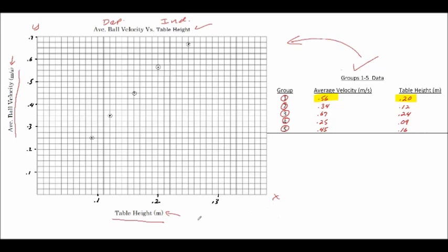And now the next thing we have to do is scale these axes. Let's see how they did. A lot of people think this is difficult, but it really isn't. All we have to do is come over here to the data, and we're going to look at the independent variable first because we're going to scale the x-axis first. On the data, we see that the largest value we have for the table height is 0.24 meters. So we have to go from 0 right here over to 0.24 meters somewhere over here.